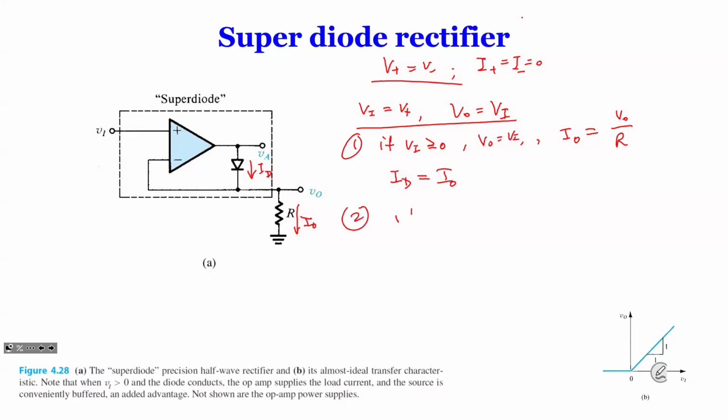But what happens if Vi is, let's call it, less than 0? What happens? You can still say VO is equal to Vi, maybe. But if that is the case, how much is IO then?